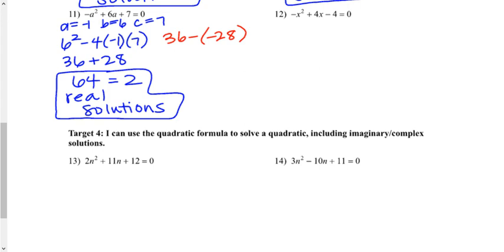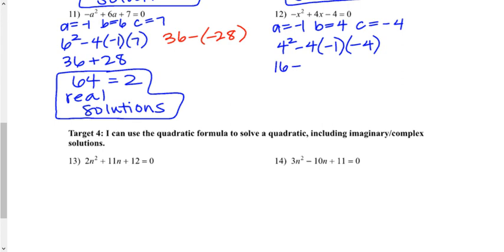And number 12. My A is negative 1, my B is 4, and my C is negative 4. So B squared minus 4AC, I get 4 squared minus 4 times A times C. So I get 16 minus 4 times negative 1 times negative 4 will give me a positive 16. So 16 minus 16 gives me 0, which means I have 1 real solution.